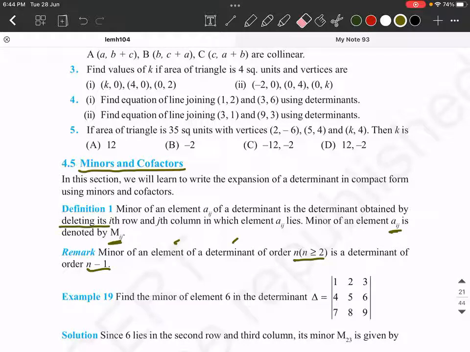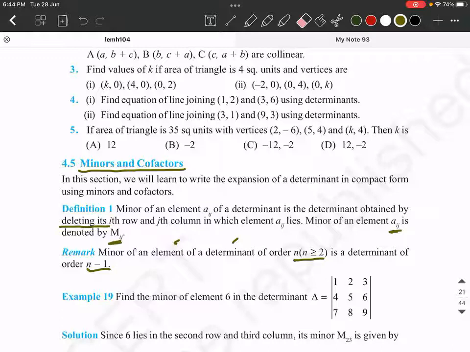Minor of 3, 32 minus 35, minus 3. So minor of 4, 18 minus 24, minus 6. Minor of 5, 9 minus 21, minus 12. Minor of 6, we already found, minus 6. Minor of 7. Is there anyone who needs help?